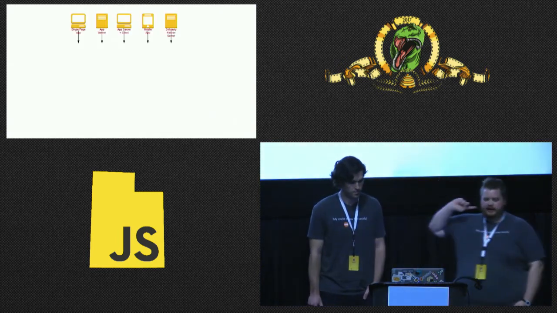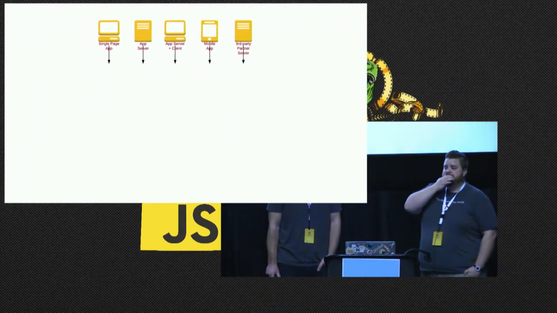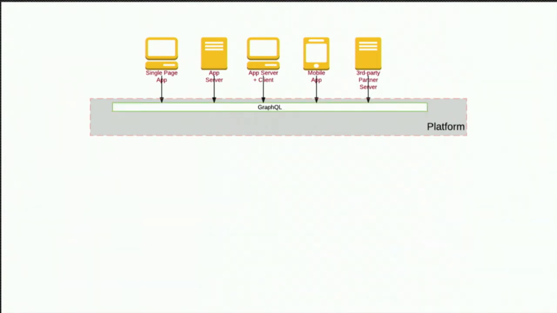So let me show you a little bit about how we're doing it. These are basically all of the consumers of our data. This is going to be any single page app, any mobile app, any third-party service, whatever. Here's the platform. Notice this doesn't say GraphQL. The platform is a little bit bigger than that. This is the gateway into our data. GraphQL here, notice it's a thin API.